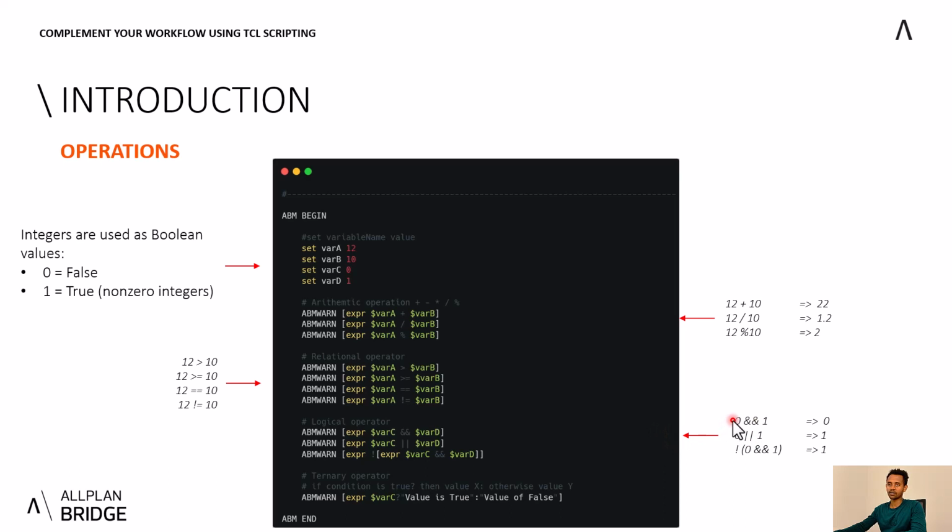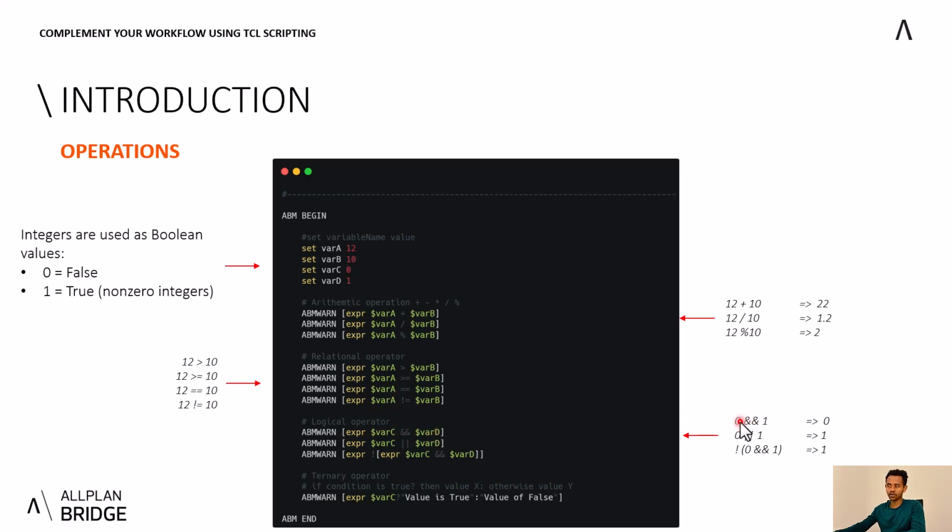Maybe what I want to mention is that we have booleans, but booleans are represented by integers in TCL. If you have a value of 0, the boolean value of that is false. And for a value of 1, the boolean value is true. But this is not just for the number 1, it is also for all non-zero integers. So if we assign 1, it means true, or if you assign 2, it's also true.